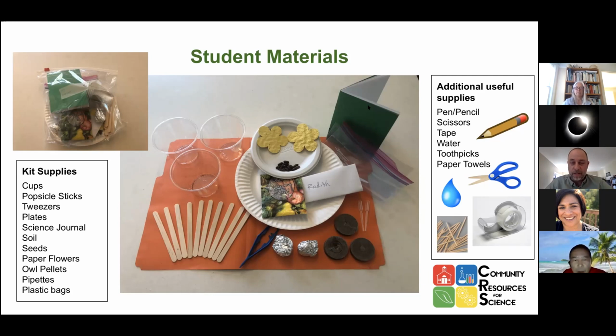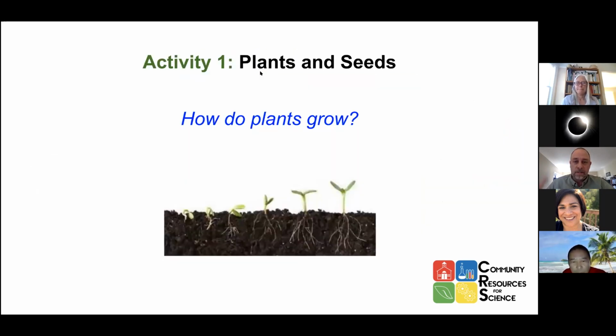And then from this, we're going to introduce pieces of three discrete activities that we'd like you to consider engaging your students in over the next couple of months, during the last 2 months of school. So we're going to start with activity number 1, which is about plants and seeds. And I'll turn it over to Betsy.